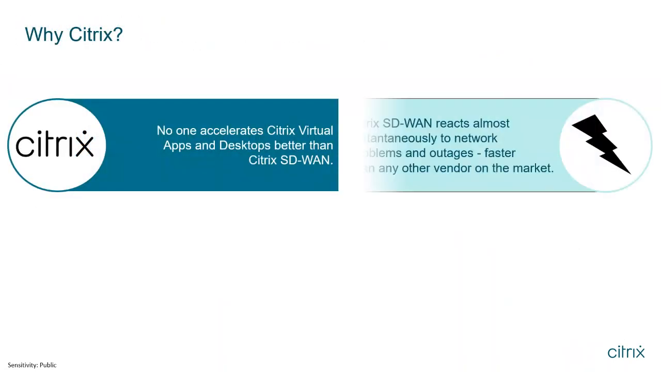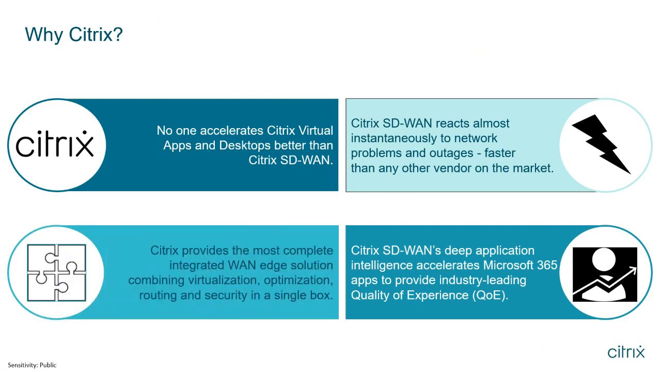So kind of moving on, why Citrix? Well, no one accelerates a virtual app and desktop like Citrix because of the inherent understanding of that protocol and what it means, and we'll talk a little bit about that. We'll talk about how we're a little different from the perspective of how we can react to changing network conditions very, very quickly at a packet level, and providing a very robust edge solution for virtualization, optimization, routing, security, all in one. And really the perspective of application intelligence, and we'll kind of show that here in the next slide.